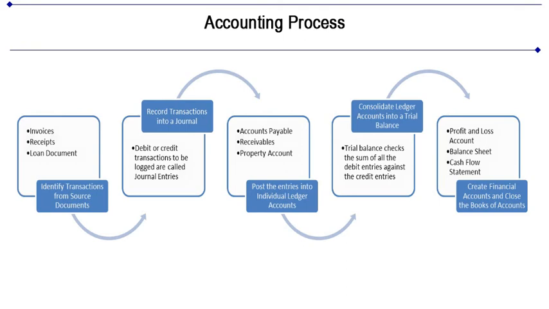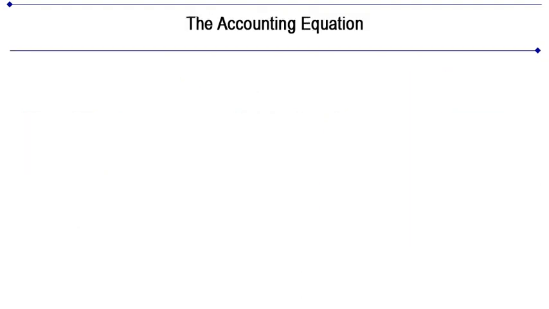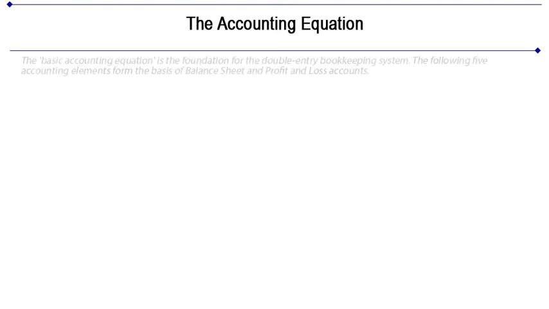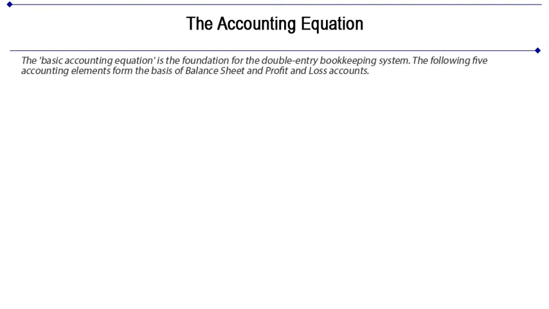Finally, the last step is to combine the sums in the various accounts and present them in the financial statements created for both internal and external users. For example, profit and loss account, balance sheet, cash flow statements. Close the books for the current month or the current period by recording the necessary reversing entries to start afresh in the new period. Now that we understand the accounting process, let's talk about the accounting equation.